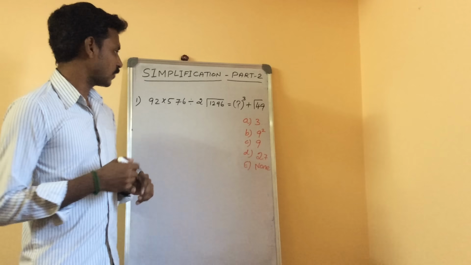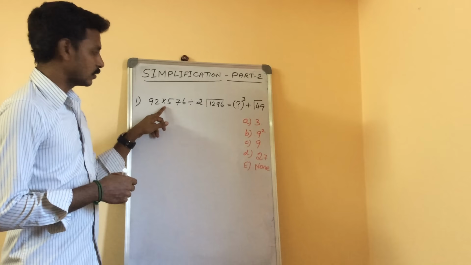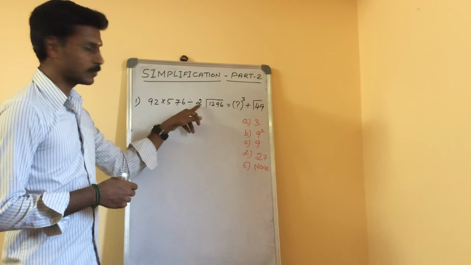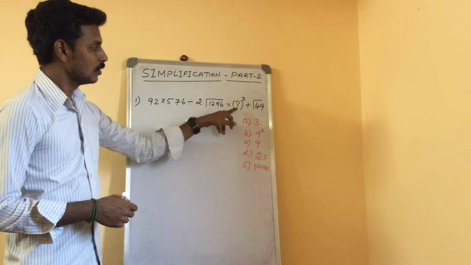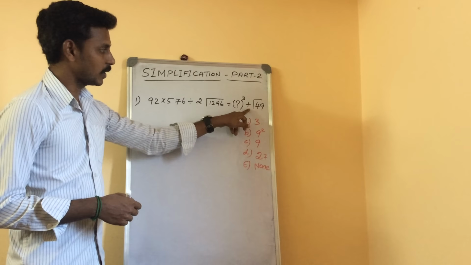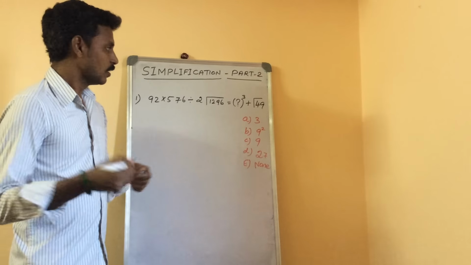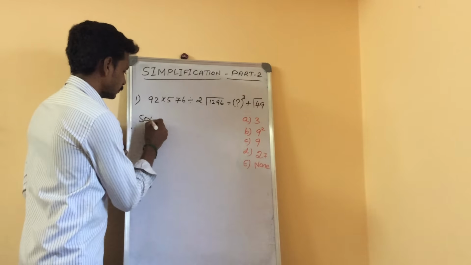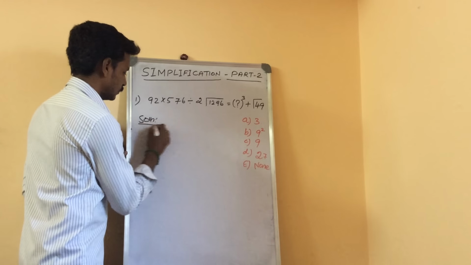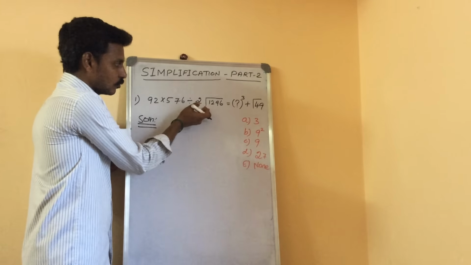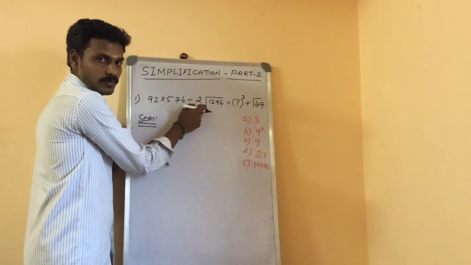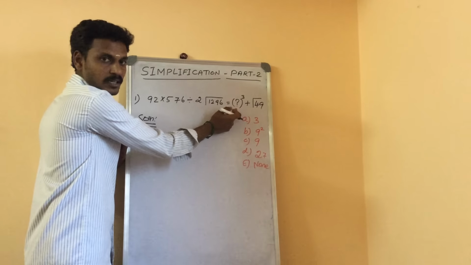Okay, let's move to the first example. 92 into 576 divided by 2 into root of 1296 equal to question mark power cube plus root of 49. Okay, let's move to the solution. The question will be like this. The root value is given, and they are asking for the cube value.